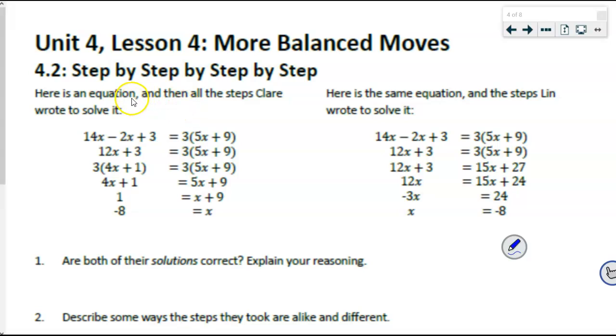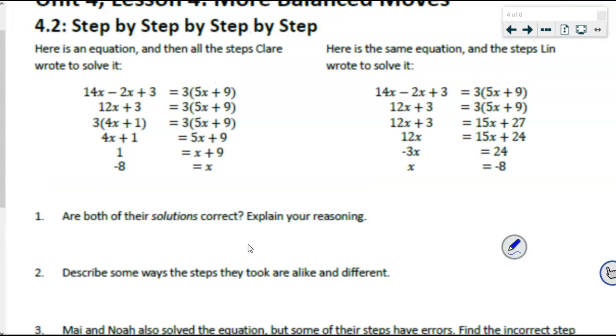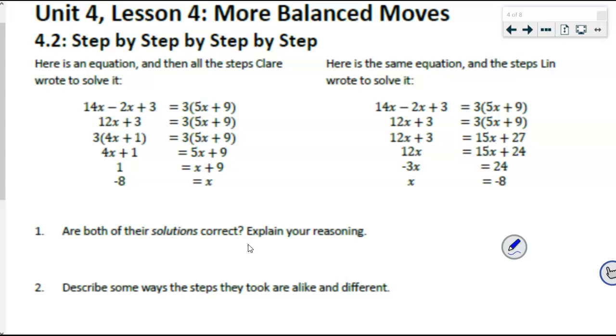So, here's an equation and all the steps that Claire wrote to solve it, the same equation and all the steps that Lynn wrote to solve it. So see if you can follow their work, see if you can identify what is happening in each step. And then are both of their solutions correct? Explain your reasoning. Describe some ways the steps they took are alike and different. Don't move on to number 3 because that's a different situation, but you can answer 1 and 2 here.